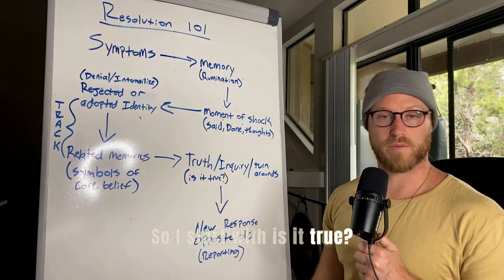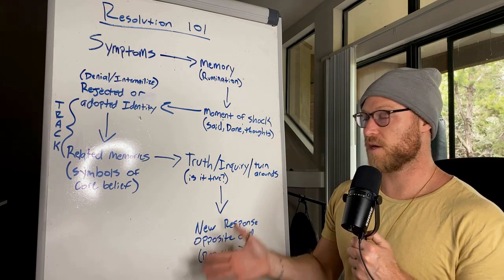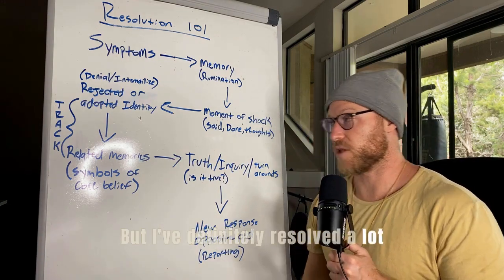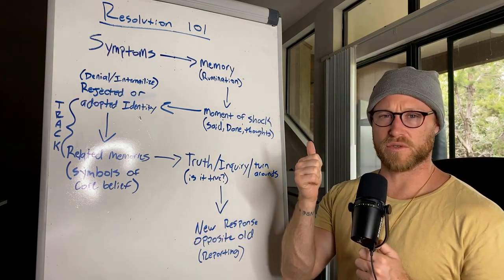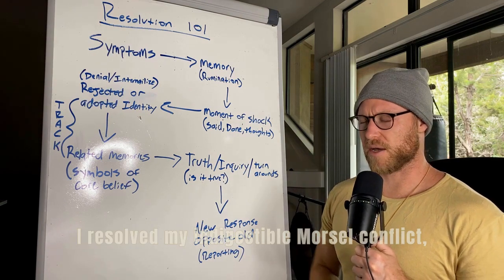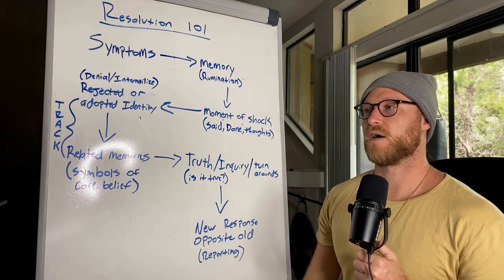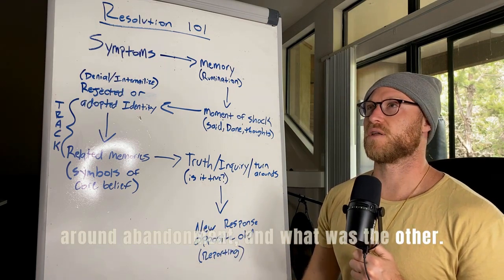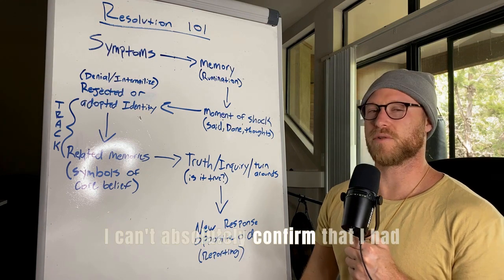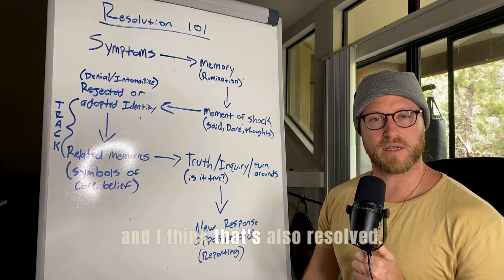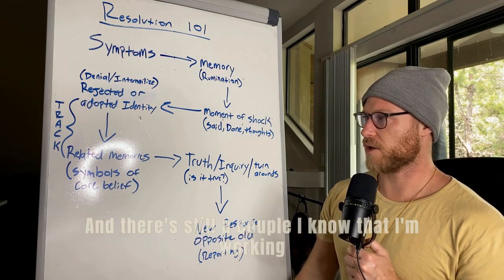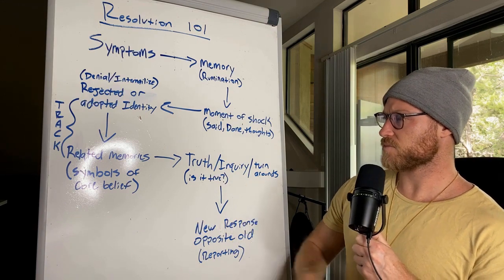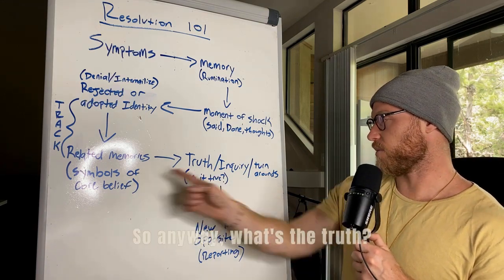So I start with, is it true? Let's say I'm in an experience, and I'll just use one of my own. I'm still working on one of my tracks, but I've definitely resolved a lot of conflicts that created skin issues. I resolved my indigestible morsel conflict, the kidney collecting tubule program, which is around abandonment, and what was the other? I can't absolutely confirm that I had a resistance conflict, but I think I did, and I think that's also resolved. There are still a couple I know I'm working on, because I still have a degree of fatigue that I'm working through, and short-term memory loss, which is a separation conflict. So anyway, what's the truth?